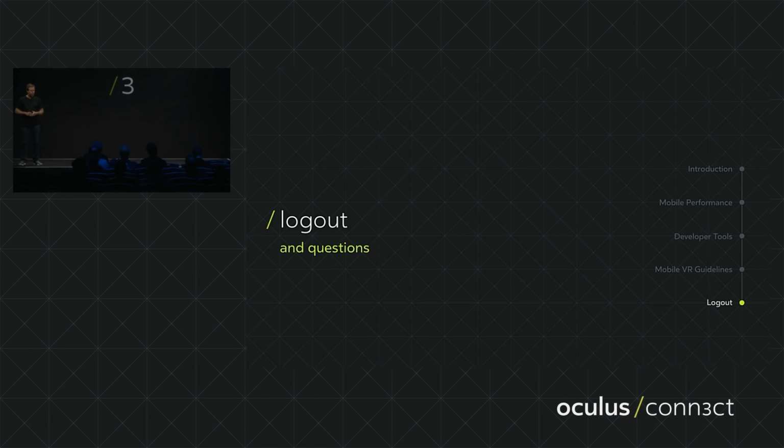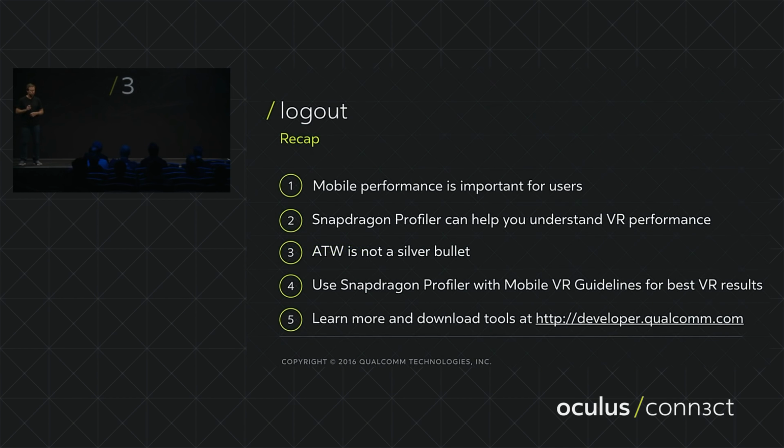And to wrap up, kind of recap, I talked about mobile performance. It's important for users. Users want performance, and as developers, we need to be aware of that. We need to be responsible for that. You can use tools like Snapdragon Profiler to help you understand how your VR app is performing.